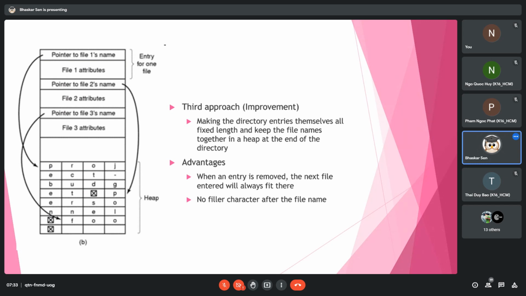Layers of indirection that we use. Okay, so that is something that we always try to remember.